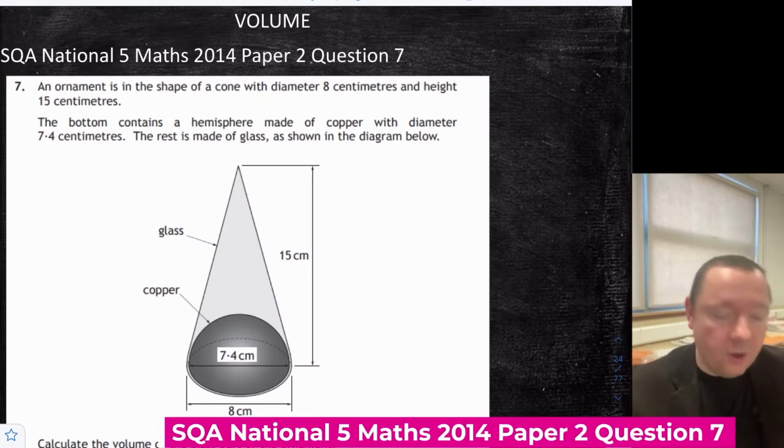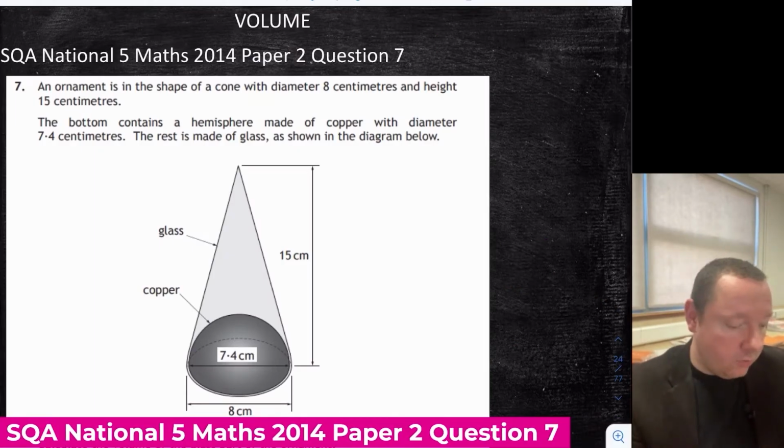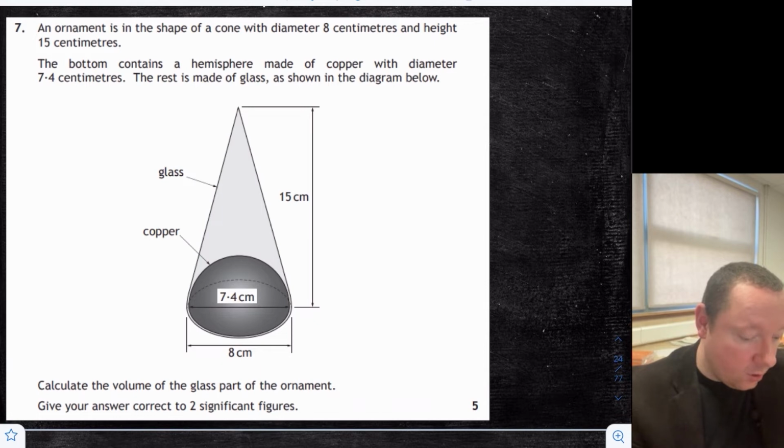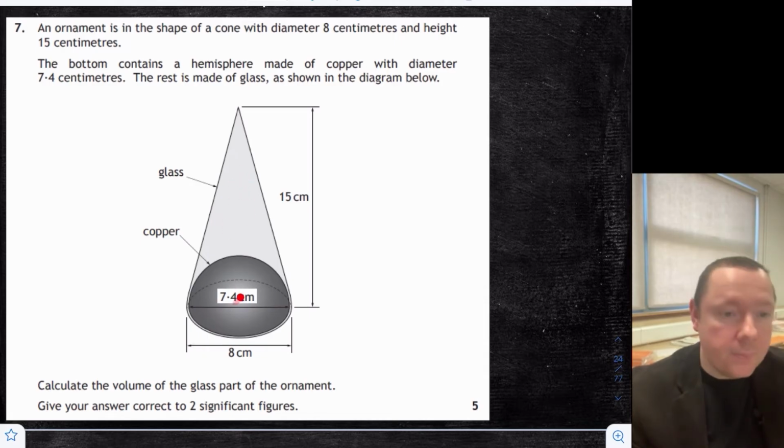And there we are. First volume question, SQA National 5 Maths 2014, Paper 2, Question 7 had this one. An ornament is made in the shape of a cone with diameter of 8 and a height of 15. The bottom contains a hemisphere made of copper with diameter 7.4 centimetres. The rest is made of glass. Calculate the volume of the glass part of the ornament. Give your answers correct to two significant figures. So this is our glass part and this is our copper part.